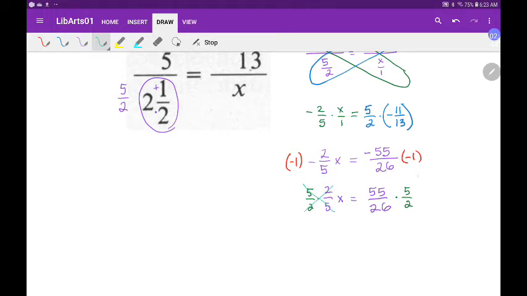And 5 and 26, nothing cancels. The 2 and the 55, nothing cancels. So I'm going to probably need my calculator for this. X is equal to 55 times 5. Kind of thought something was going to cancel there. 55 times 5 is 275. We're going to get a big fraction that we can't reduce because nothing canceled.